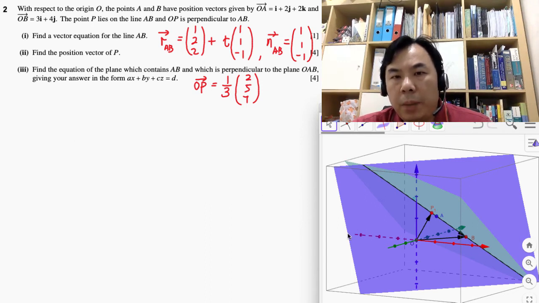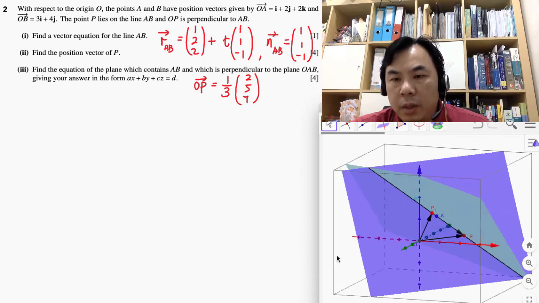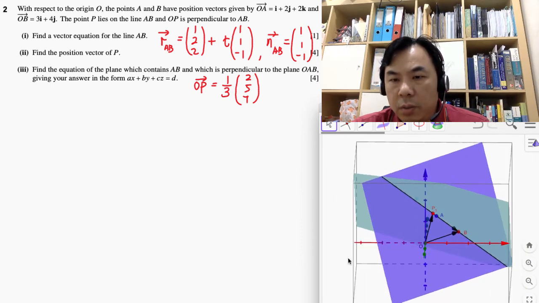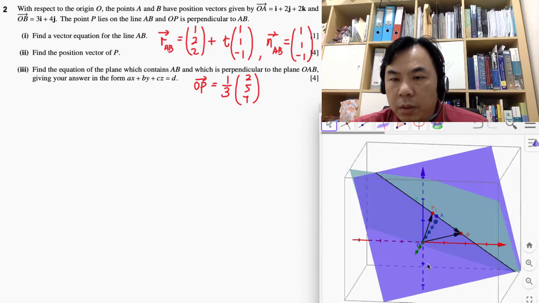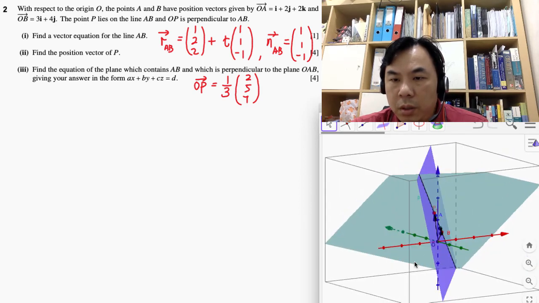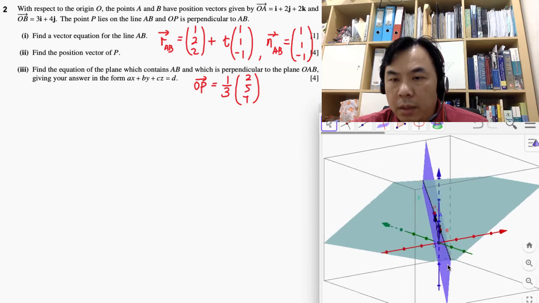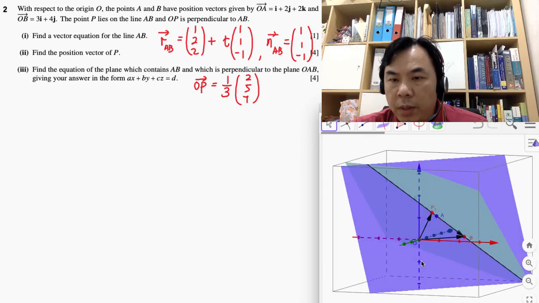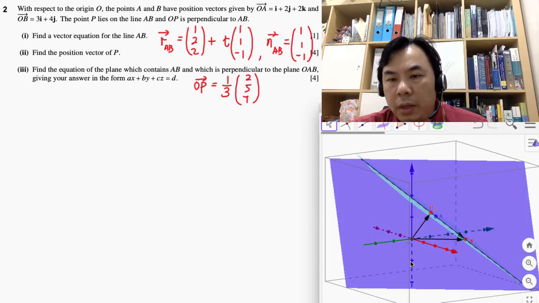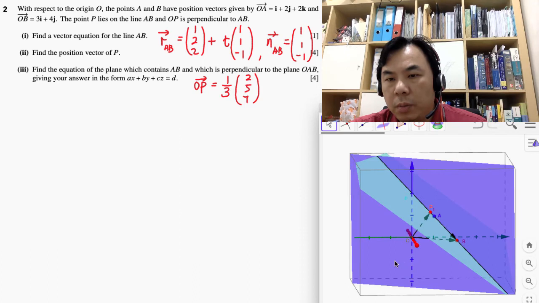So I'm going to show you the plane that consists of the point of origin, point A and point B, which is given by the blue plane here. This plane is the plane that consists of the origin, point A and point B. All right, now let me show it to you. You can see that it consists of points A and B, and also point O. Indirectly, this plane also consists of point P, as you can see.